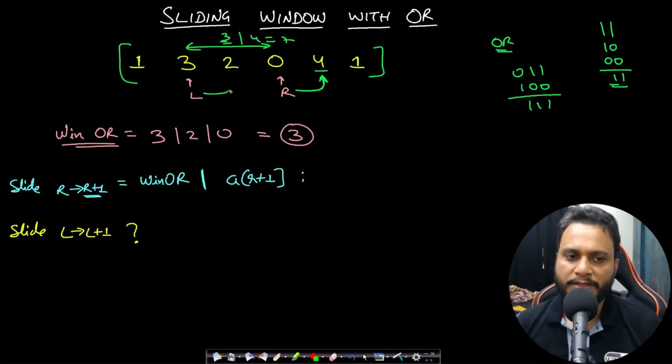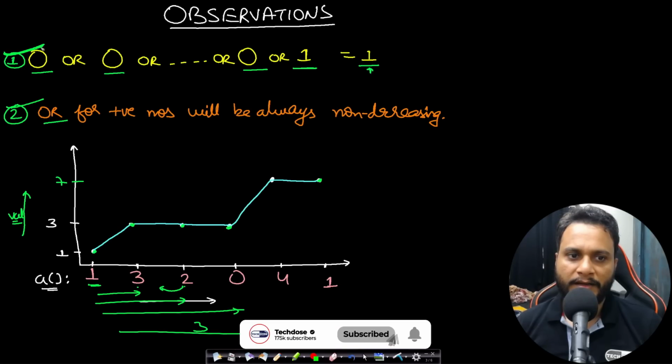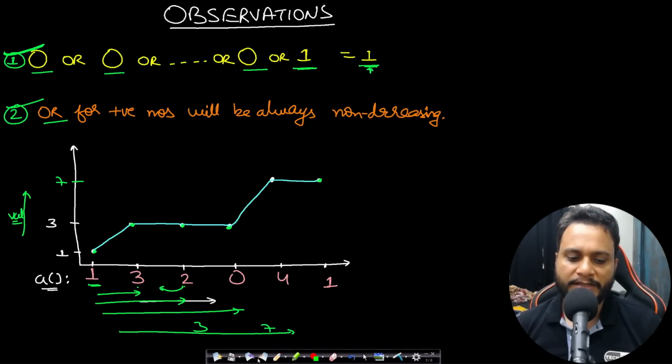But how will you slide this left pointer to the right? You cannot subtract it, and there is no inverse operation of OR that you can directly apply, and therefore removing this is not a trivial operation. You cannot just do it in one step. So what you have to take care of is property number 1, where it says that if you have seen at least a single 1, the answer will always be a set bit, right?